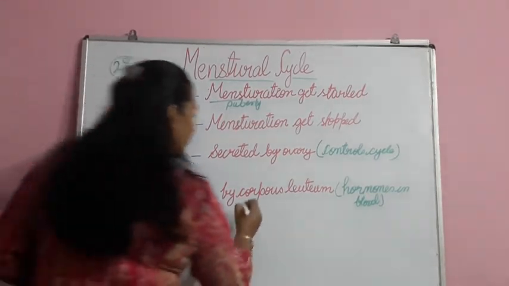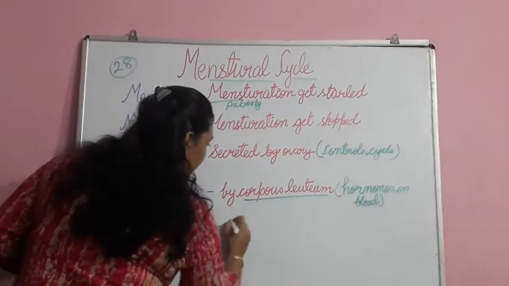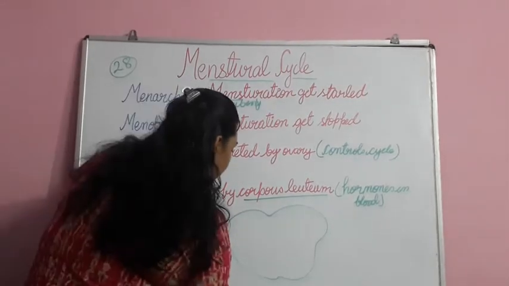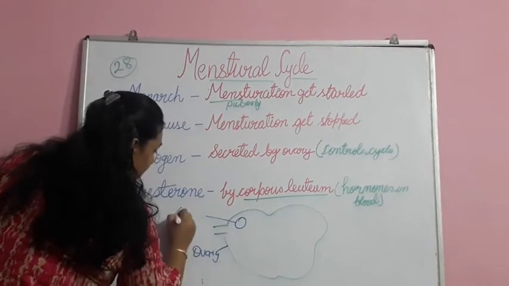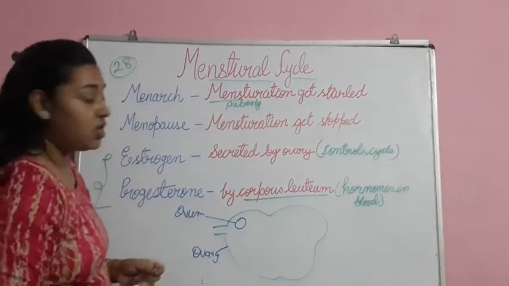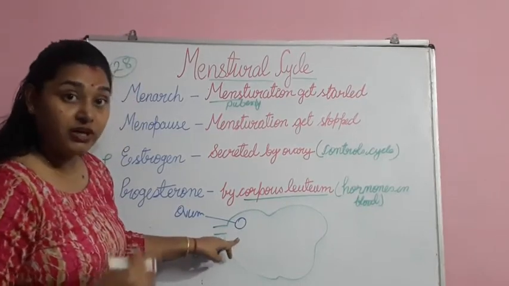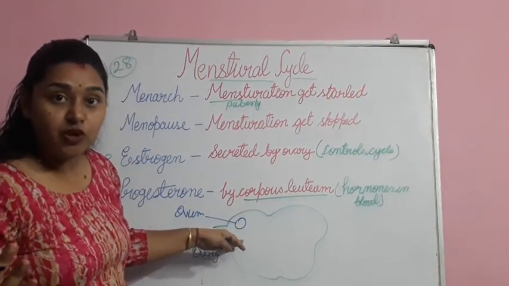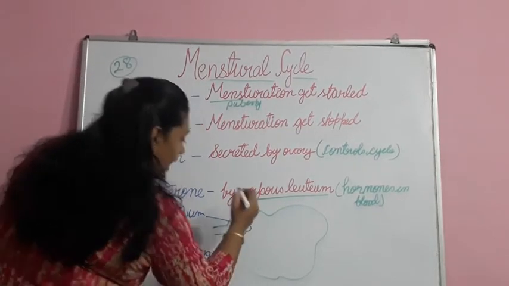Now maybe you will wonder what this word corpus luteum actually is. Suppose this is the structure of the ovary. As you know, in this ovary the ovum is going to get fertilized. Suppose this is the ovum or the egg. Before releasing, it will mature itself, it will be first formed. Here, around this, some follicles are formed.